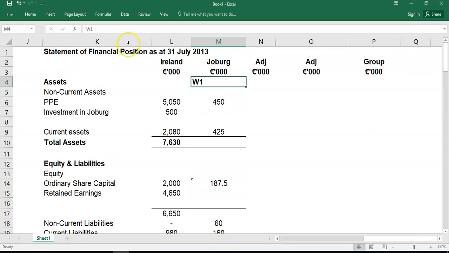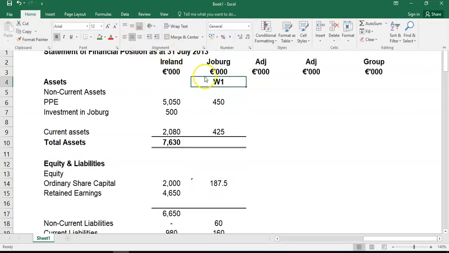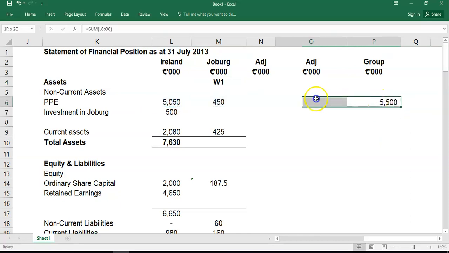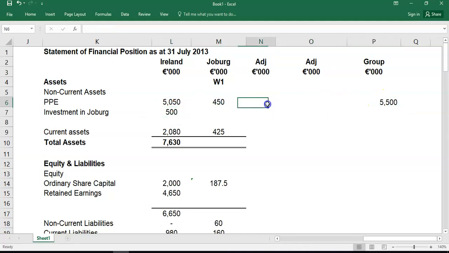To show the examiner, I know that's a separate working. You'd be amazed how many students just throw in the bingo ones and add them across. So there's no adjustment here for PPE. You're just going to add across. We don't have any fair value adjustment, which you might come across in other ones. So it's a nice straightforward one. Investment in Joburg, that is gone, minus 500.